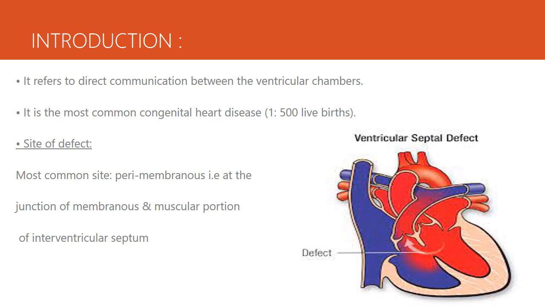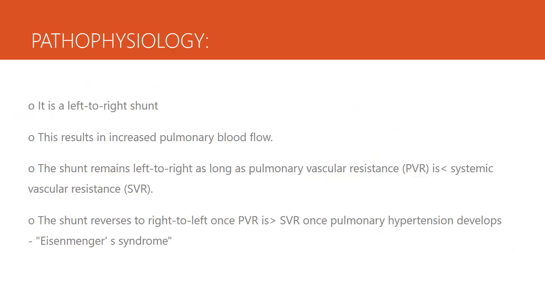The most common site of the septal defect is perimembranous, that is at the junction of the membranous and muscular portion of the interventricular septum. Ventricular septal defects are usually associated with fetal alcohol syndrome, Down syndrome and other cardiac abnormalities. It is a left to right shunt, that is blood flows from the high pressure left ventricle into the low pressure right ventricle. This results in increased pulmonary blood flow that may lead to pulmonary hypertension.